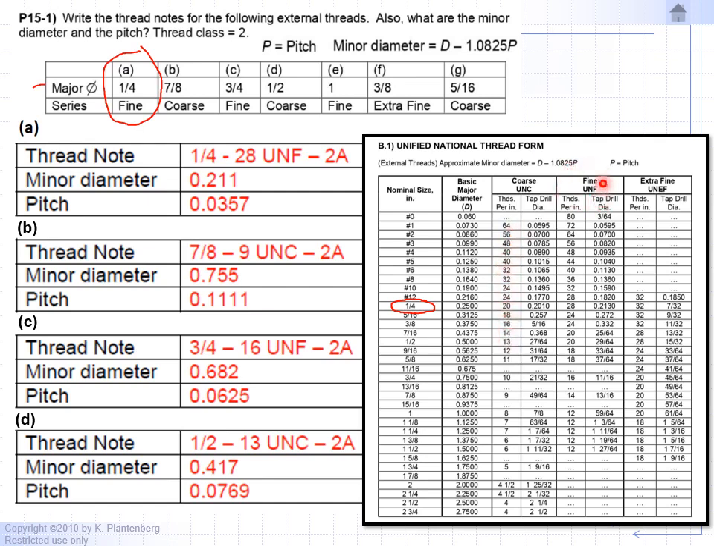And we have fine thread. Okay, so we have UNF for United National Fine Thread, and we have UNC for United National Coarse Thread. And here's the column for the number of threads per inch for fine thread. So with fine thread, the threads are tighter together.